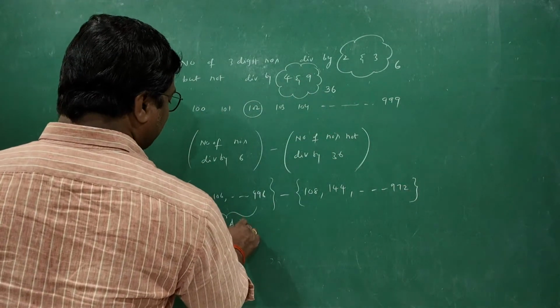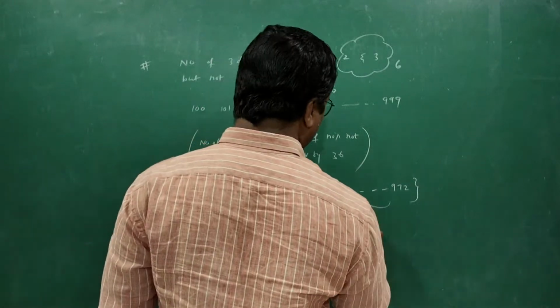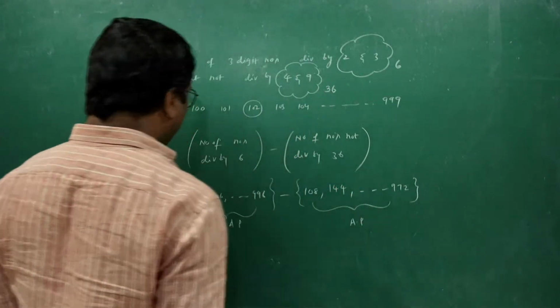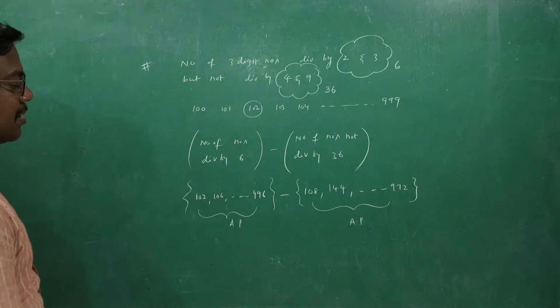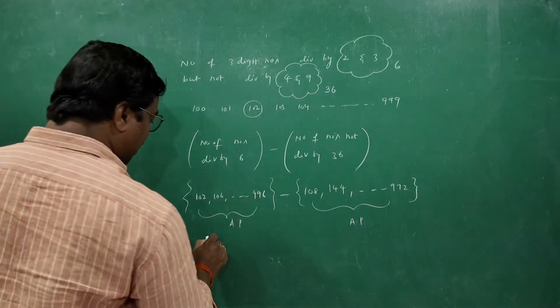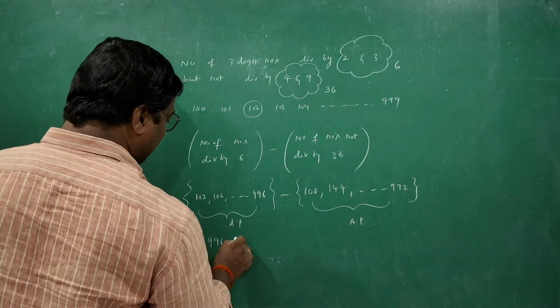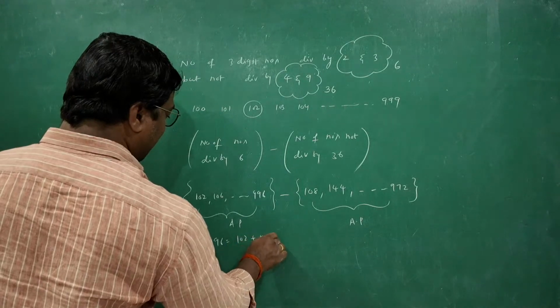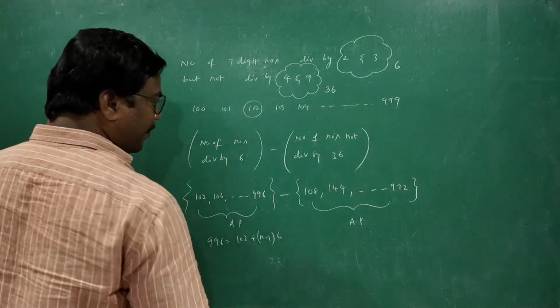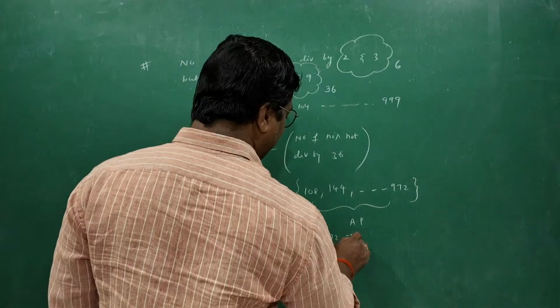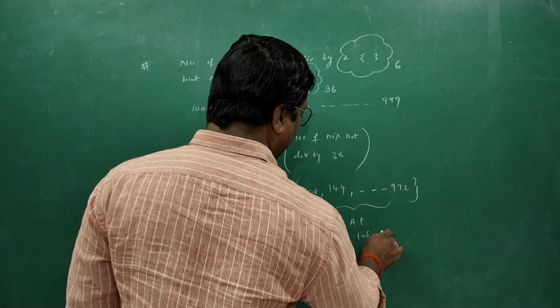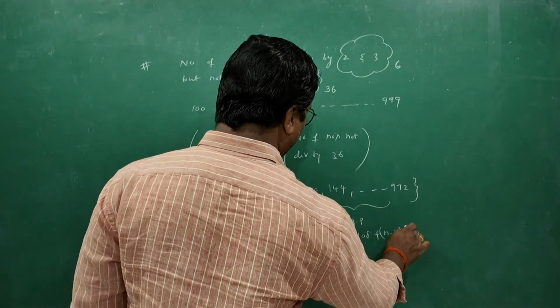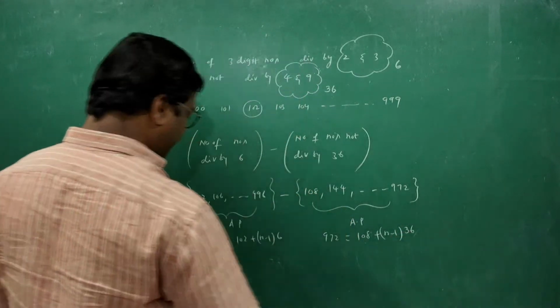Clearly, these are a sequence of terms which are in arithmetic progression. First term 102, last term 996. Last term is a plus n minus 1 into d. Last term 972, first term plus n minus 1 into difference, here it is 36.